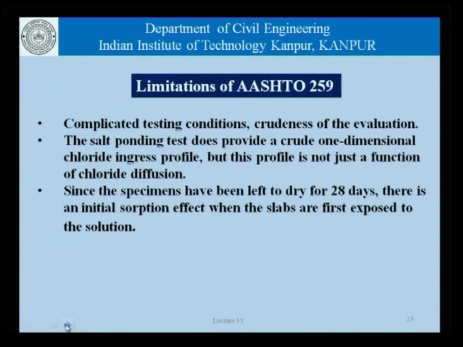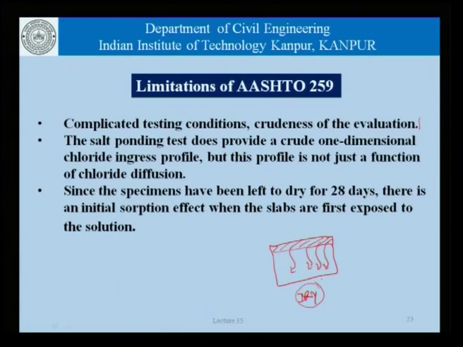Preparation of the slab, moist curing, dry curing at 50% RH for 28 days, and then having the concrete dry at one end, saturated with a sodium chloride solution on the other, promoting or driving the sodium chloride solution into concrete on account of this gradient arising out of the dry environment on this side of the concrete slab. It is quite a complicated testing condition.